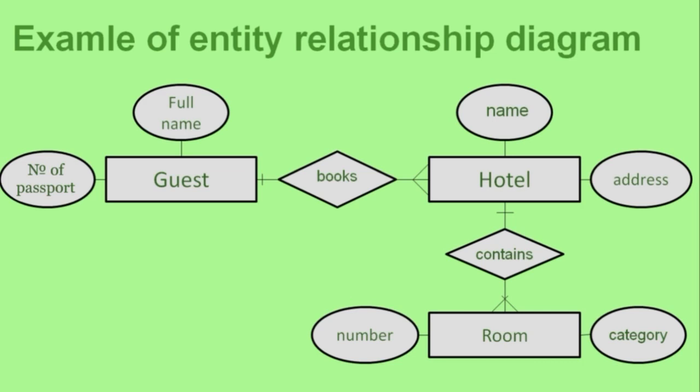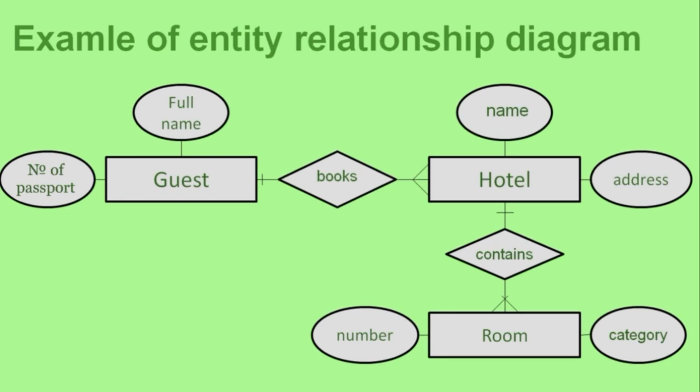The guest is booking a hotel room, so the word "books" is written in the rhombus. And each hotel has its own name and address, so this object also has two attributes. There are several rooms in one hotel, and to connect them, "contains" is written in a rhombus. That is, the hotel contains several rooms.